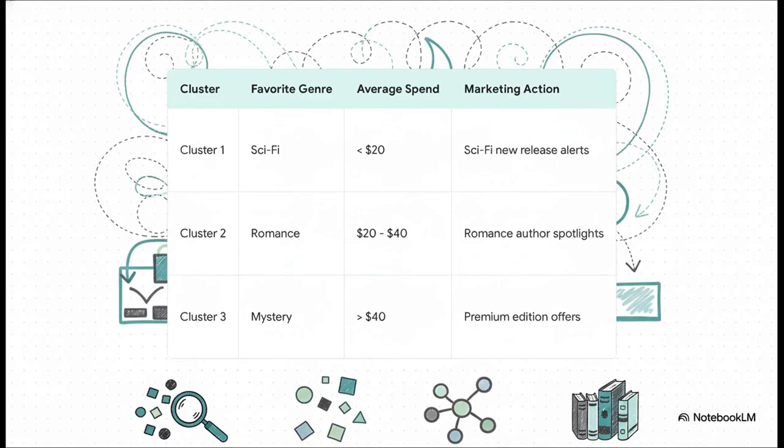Look at this. They didn't just have data anymore. They had these super clear, actionable customer segments. Cluster 1 turned out to be the sci-fi fans who don't spend a lot, so they started getting alerts about new releases. Cluster 2 was the mid-range romance readers. They get author spotlights. And Cluster 3, the mystery lovers who spend big, they get exclusive offers for premium editions. That's what it's all about, turning raw numbers into a real strategy.